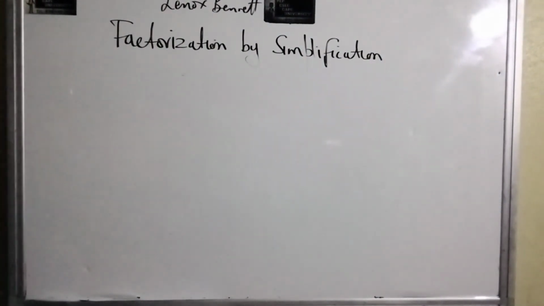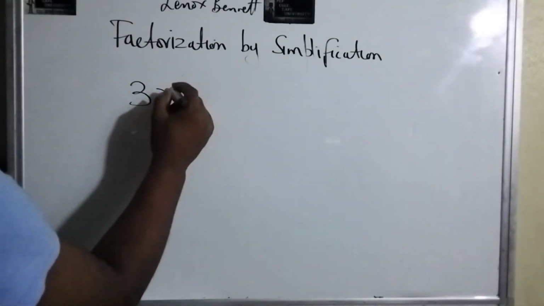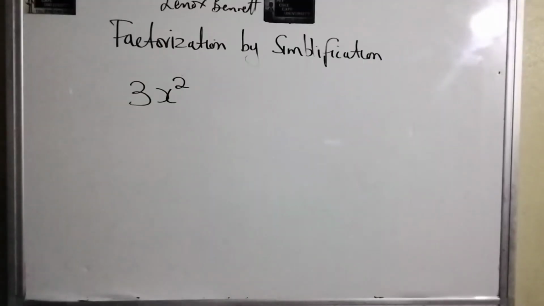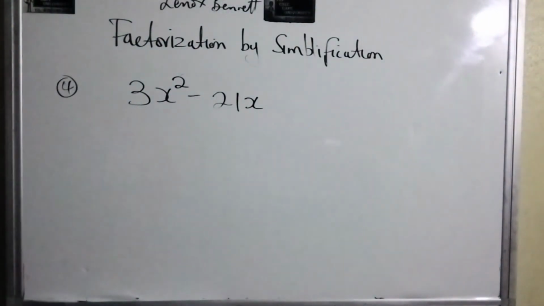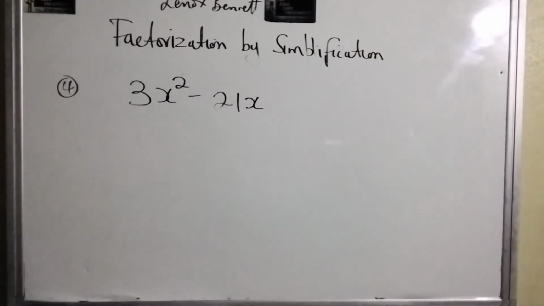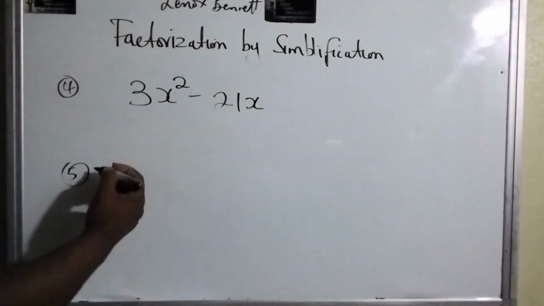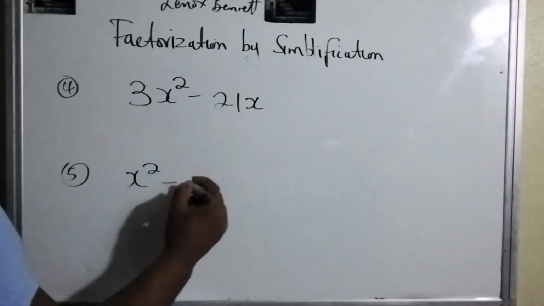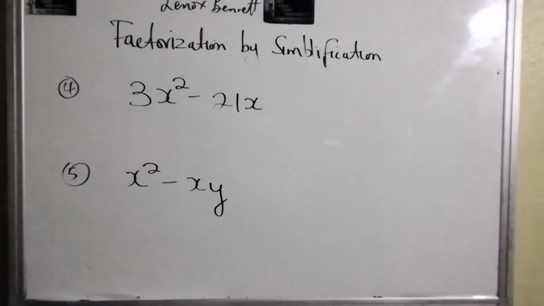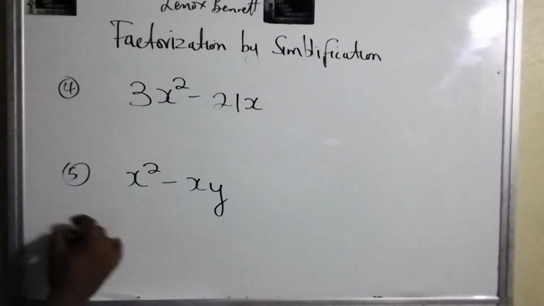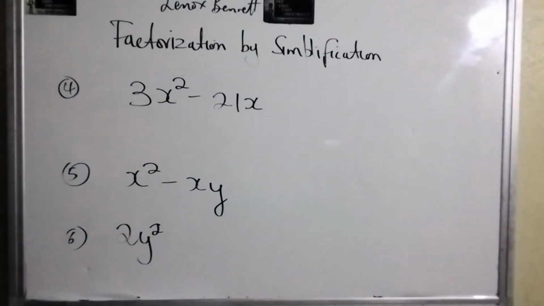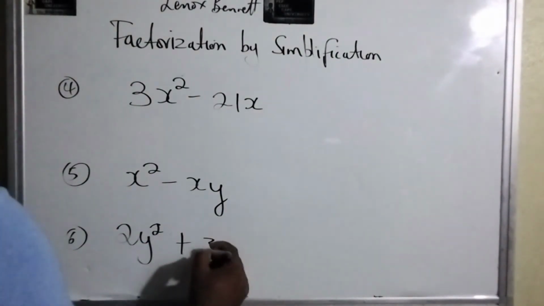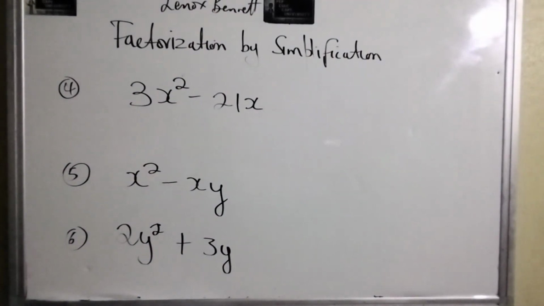Alright guys, go ahead and try it. So it's 3x squared minus 21x. These are all past paper questions. Go ahead and do that. So this would be number 4. And what about this one? I absolutely love this one. So it's x squared minus xy. And then the last one for today would be 2y squared plus 3y. Go ahead, try these first. Pause the video.